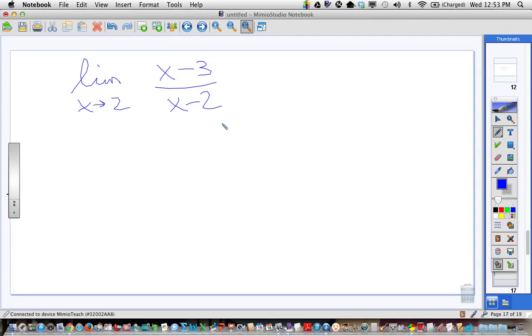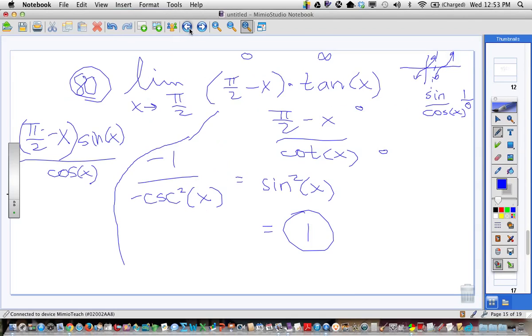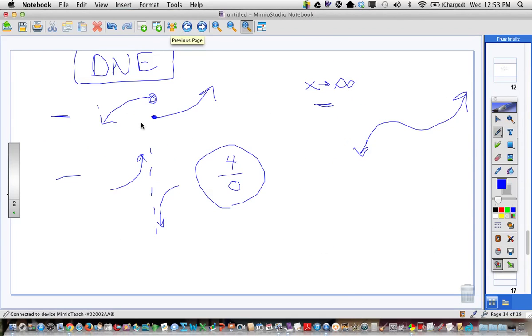Just plug in a 2, right? And when you plug in a 2, you get negative 1 over 0. So then what? Does not exist. And don't quit, right? Now you say, okay, why doesn't it exist? And we go back to what we were saying back here. It can't be this because it's not a piecewise function. It must be this, right? It's a vertical asymptote situation.